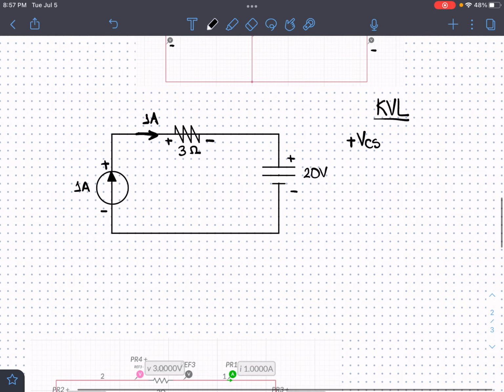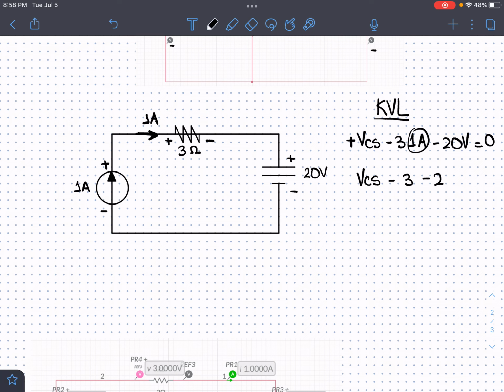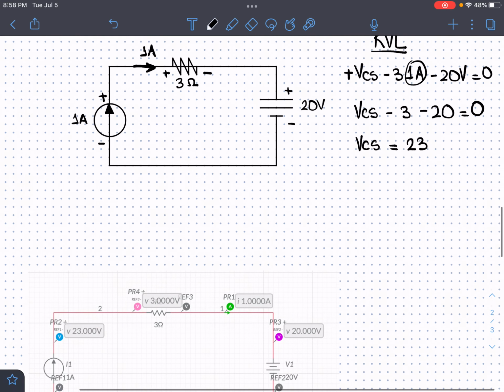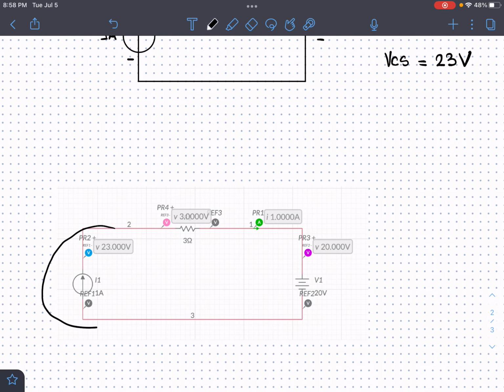So you put it like that, and then you continue, and from positive to negative you have -3 times 1 ampere, we already know that. And then we continue, and we have negative 20 volts equals 0. So this would be the voltage across the current source, minus 3 times 1 ampere, minus 20 equals 0. This means that the voltage across the current source would be equal to 23 volts. And as we see here, the voltage across the current source equals 23 volts.